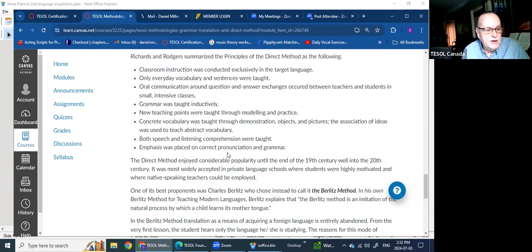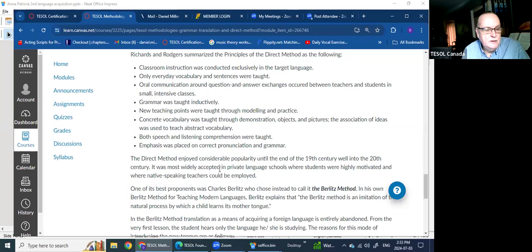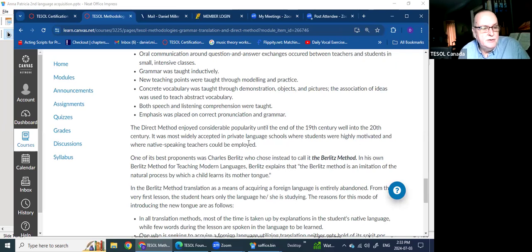Emphasis was placed on correct pronunciation and grammar. The direct method enjoyed considerable popularity until the end of the 19th century and well into the 20th century. It was most widely accepted in private language schools where students were highly motivated and where native-speaking teachers could be employed. So if you think about the geography in Europe, the countries are very close together. So if you had students in one country learning a language from the next country beside it, they were very close to each other. It was easy to bring a teacher from the second language country to teach that language in the home country.